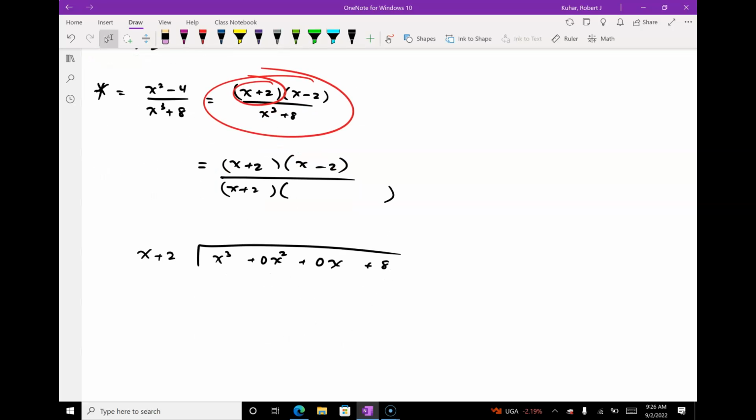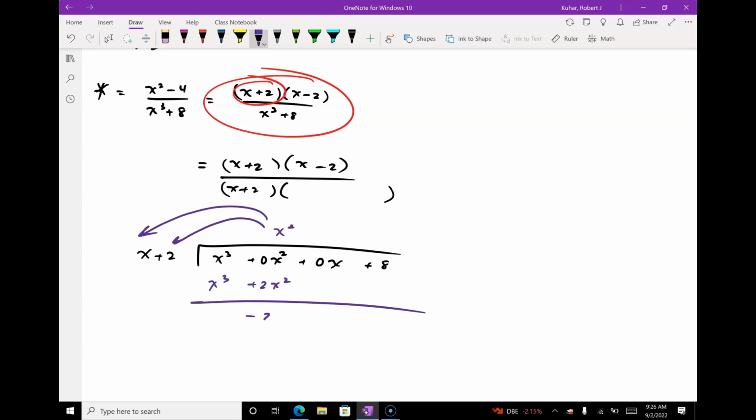What's my first question? How many times does x go into x cubed? And the answer is x squared. David, don't let me go too fast. How are we doing? Good. I'm going to come back and multiply. I get x cubed plus 2x squared. I change my signs and add. Just like we did in long division in 4th grade.